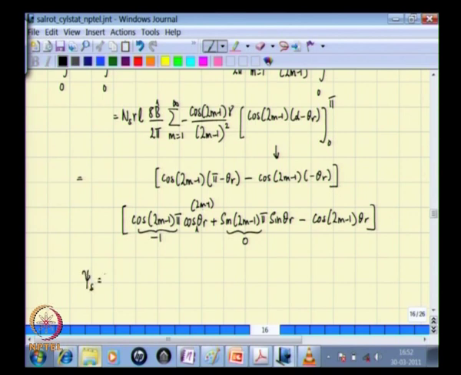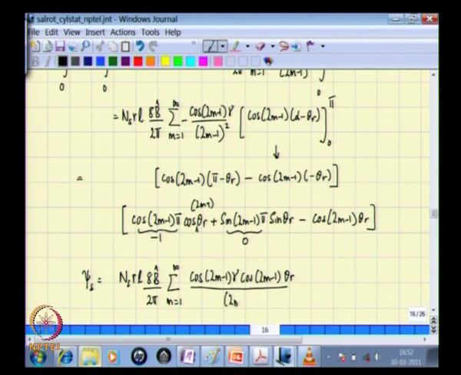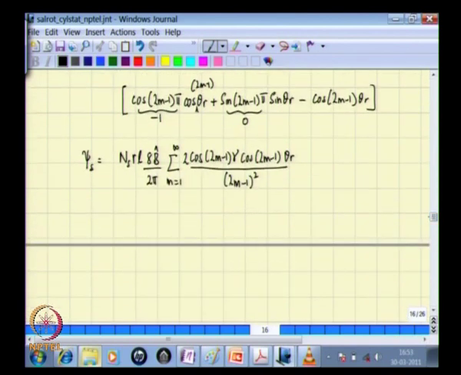And therefore the expression for the flux linkage reduces to ns into r into L into 8 b hat by 2 pi into sigma m equal to 1 to infinity cos of (2m minus 1) into gamma into cos of (2m minus 1) into theta r, divided by (2m minus 1) whole square, this whole thing multiplied by 2. So that is the expression you get for the flux linkage.